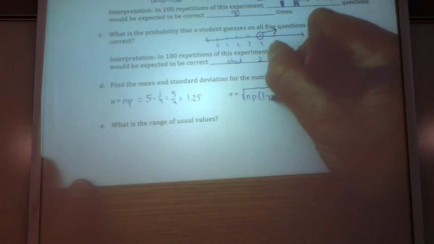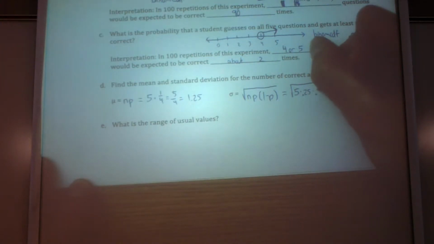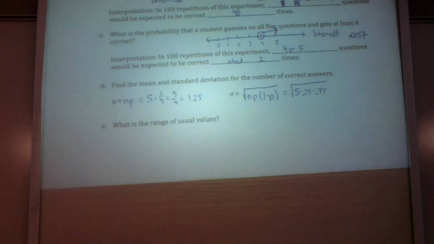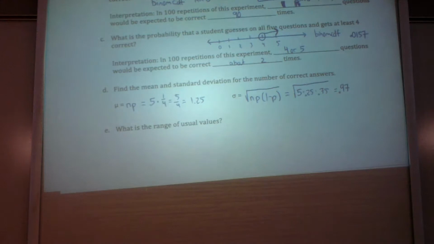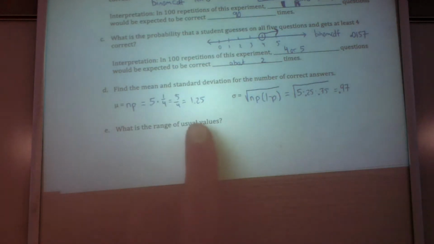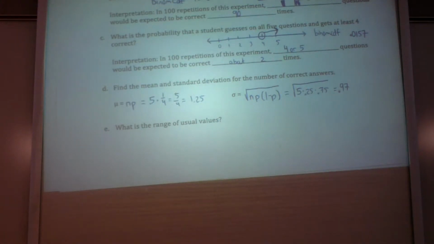So we did 5 questions. The probability of success is 0.25. Probability of failure is 0.75. When I put that in my calculator, I get 0.97. So standard deviation is your average distance from the mean. So we expect you to get about 1.25 correct, but that fluctuates on average by about 0.97.